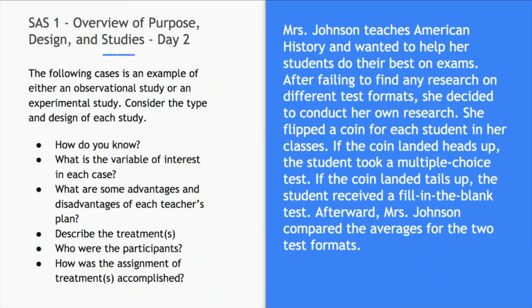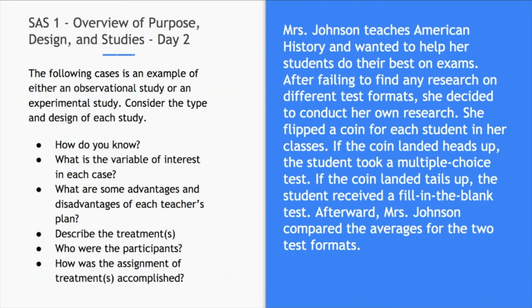So Mrs. Johnson teaches American history and wanted to help her students do best on their exams. After failing to find any research on different test formats, she decided to conduct her own research. She flipped a coin for each student in her class. If the coin landed heads up, the student took a multiple choice test. If the coin landed tails up, the student received a fill in the blank test. Afterward, Mrs. Johnson compared the averages for the two test formats. So what type of design study was it? Was it observational or was it experimental?